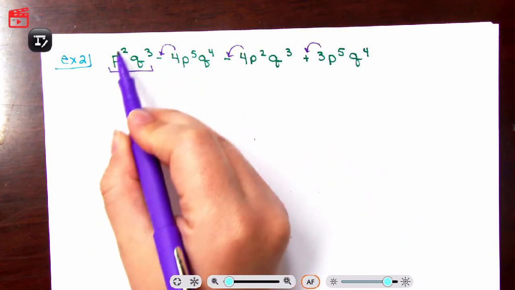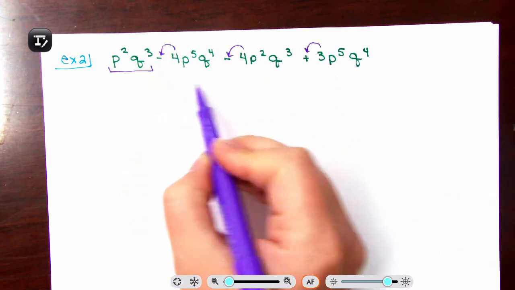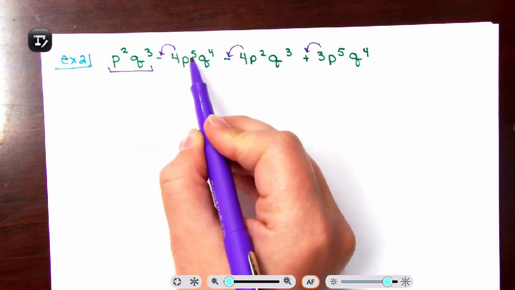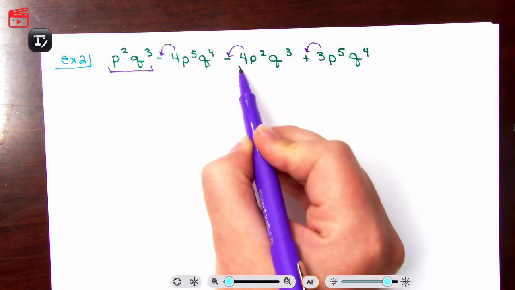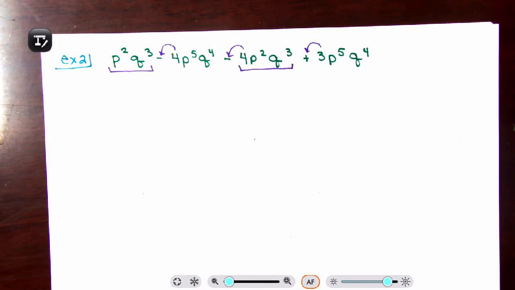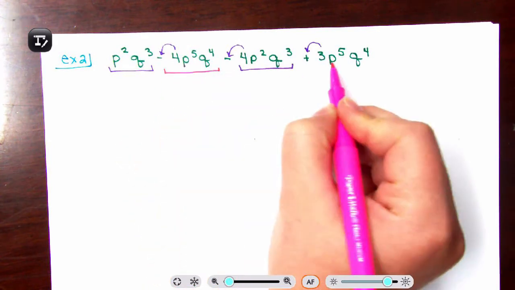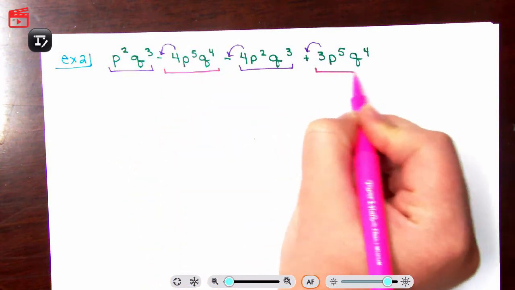So we have p squared cubed. So I'm looking for another p squared cubed. So this is p to the fifth, so that's not the same. P squared cubed is here. It's negative. P squared cubed, don't have that. Next one we have is p to the fifth, q to the fourth. And here I have p to the fifth, q to the fourth.